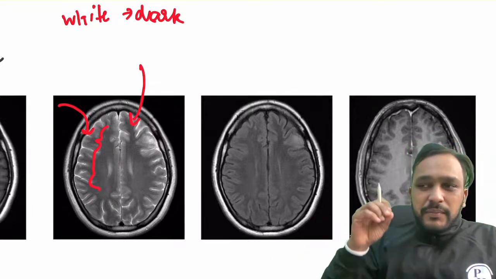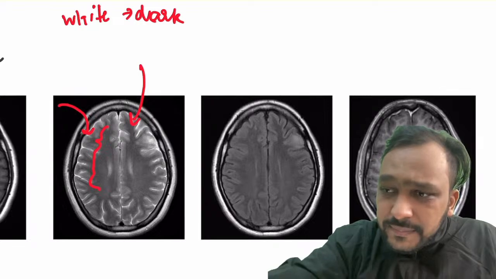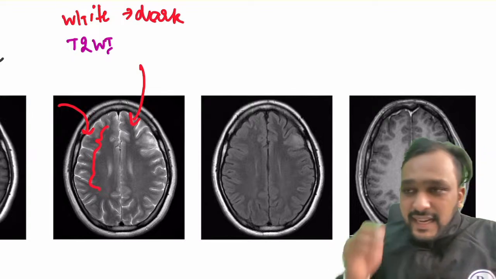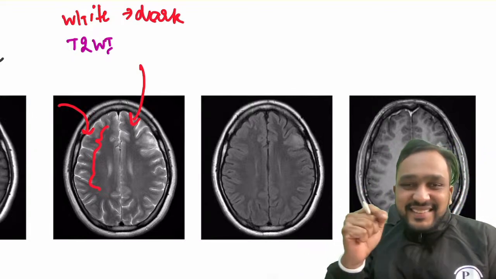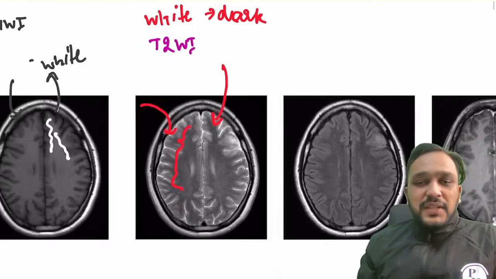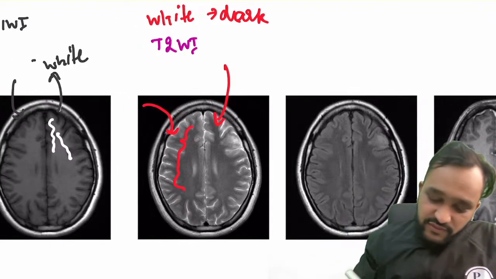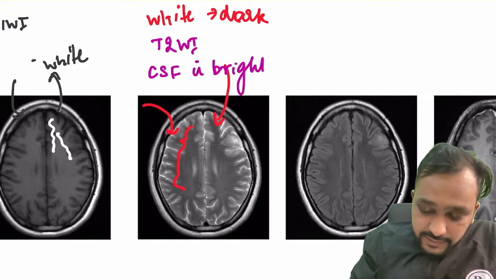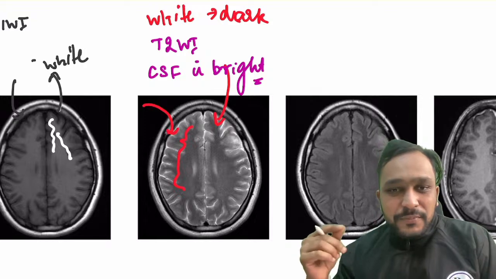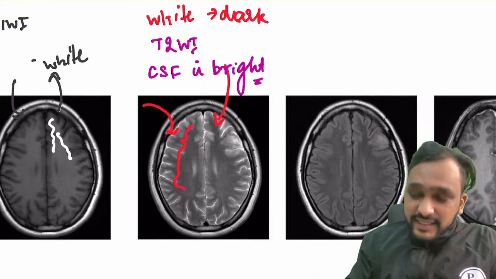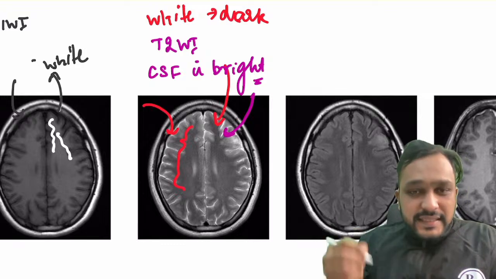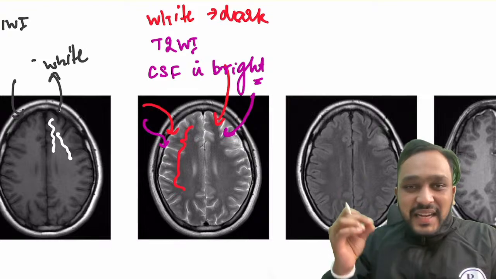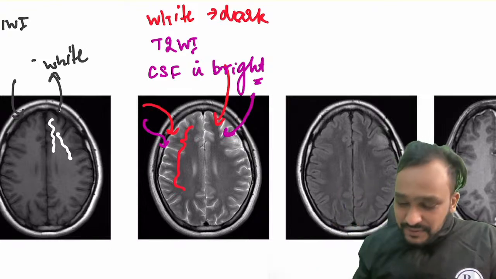So guys, can you tell me what are the other things that are going to tell me that this is a T2 weighted image? Anyone in the comment section? So guys, we have to look at the CSF. If the CSF is bright, then that image is a T2 weighted image. Here in this image, if we look at the subarachnoid spaces, we can see that the CSF is appearing bright. So that is why this image is a T2 weighted image.